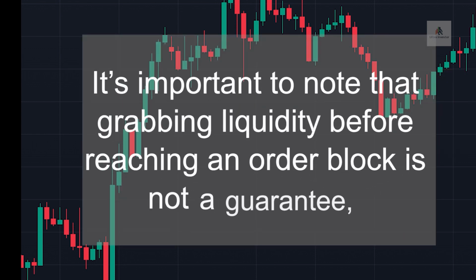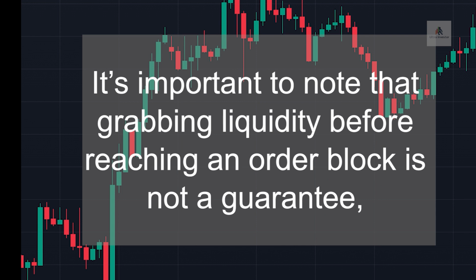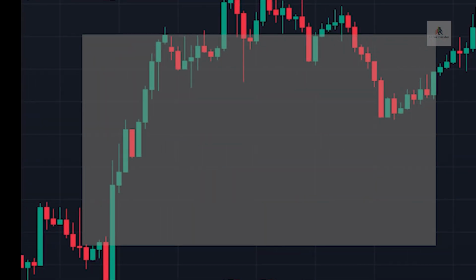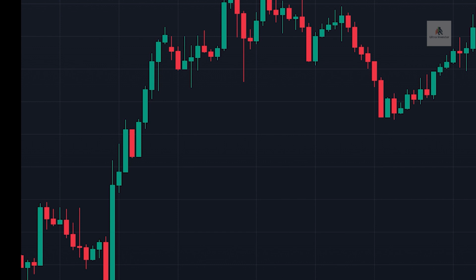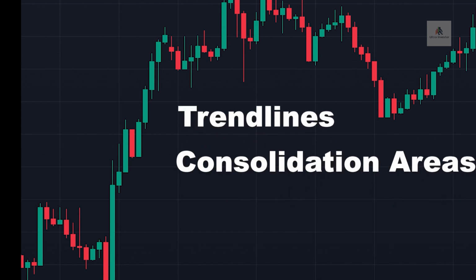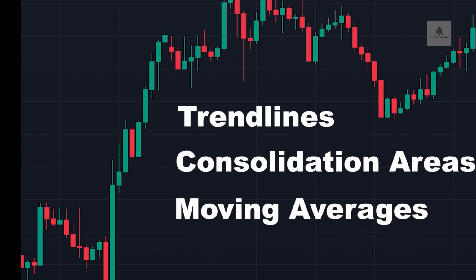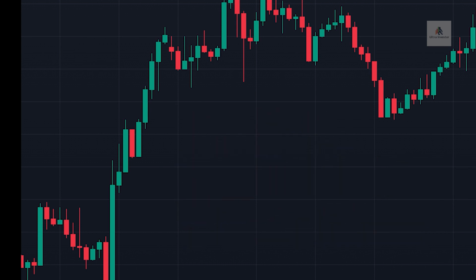It's important to note that grabbing liquidity before reaching an order block is not a guarantee, as prices can easily break through the block and lead to a significant trend change. Therefore, it's crucial to look for reversal patterns on lower time frames before entering trades. Liquidity zones can take many forms on a chart, including trend lines, consolidation areas, and major moving averages. Recognizing and understanding the various types of liquidity zones can help traders make more informed decisions about their trades.